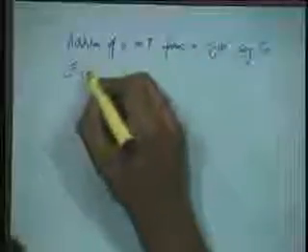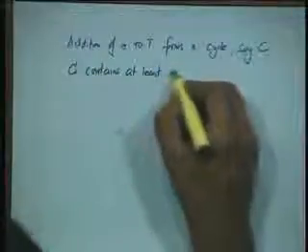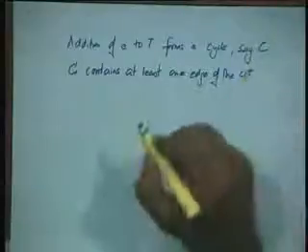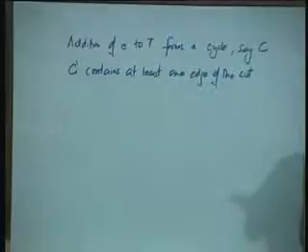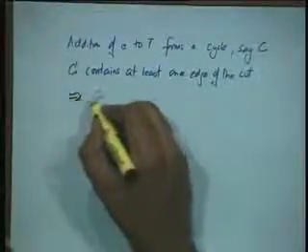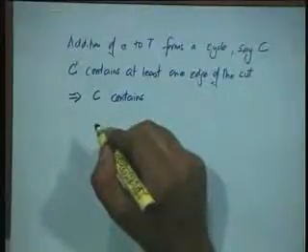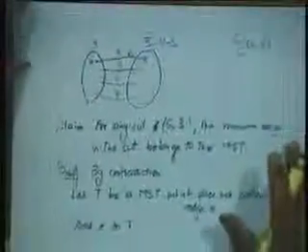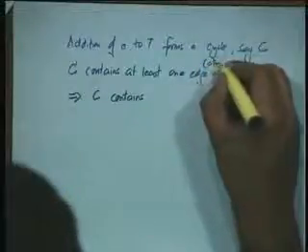C contains at least one edge of the cut. Yes or no? Yes. At least one edge of the cut. So this implies C contains at least 2. Huh? It will contain an odd number of edges of the cut. So now you added C, at least one edge. Let me write down other than E. Good.